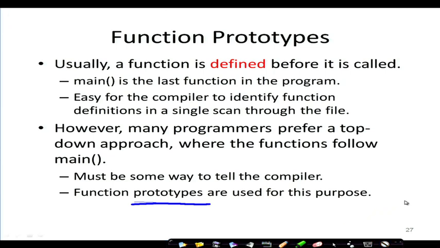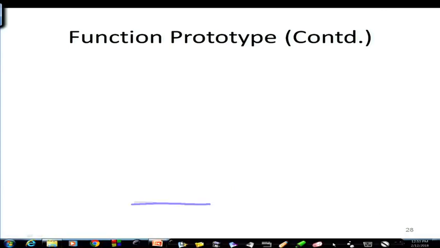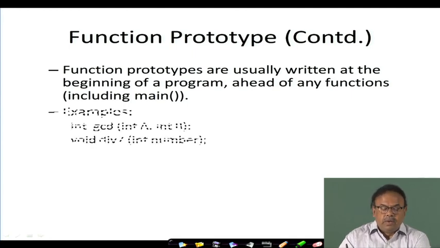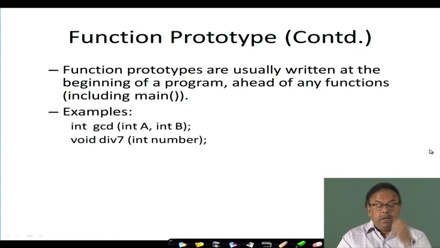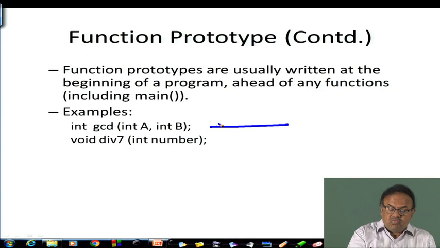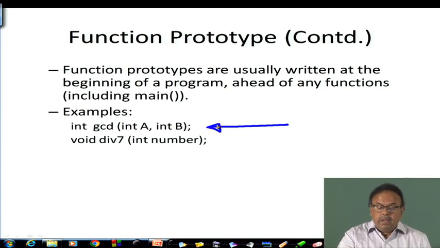Let us look at this. This is needed if the function comes later. So, function prototypes are usually written at the beginning of the program ahead of any other functions including main. Say for example, this is a prototype. This is a prototype, int GCD, int A, int B.